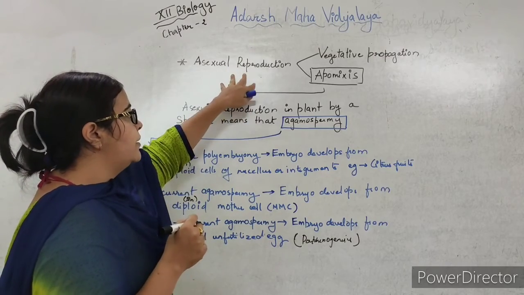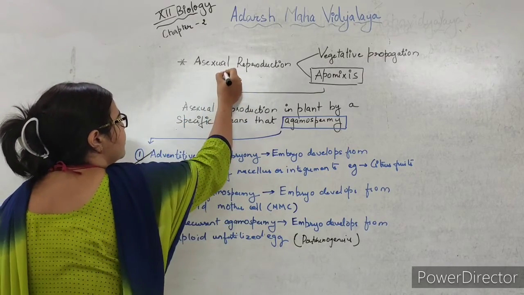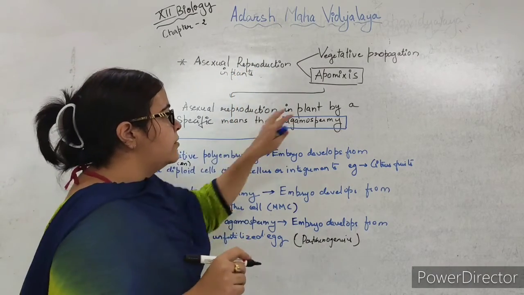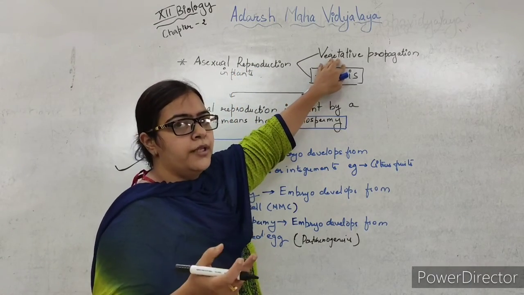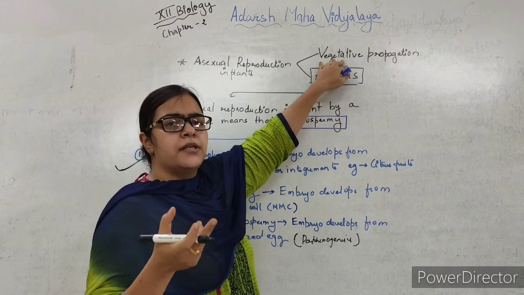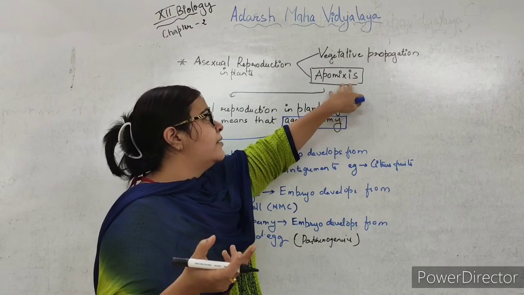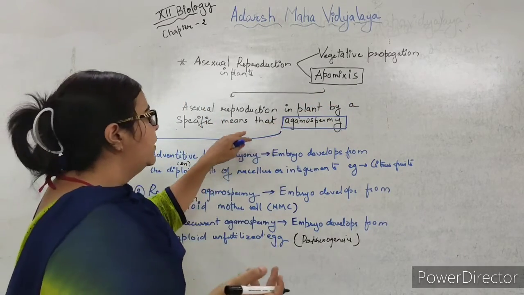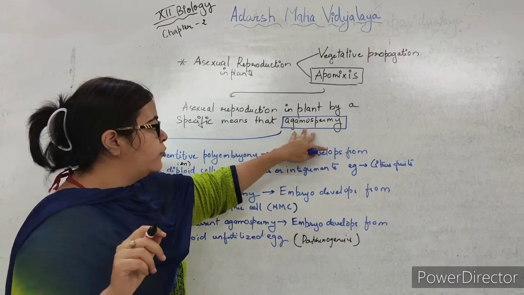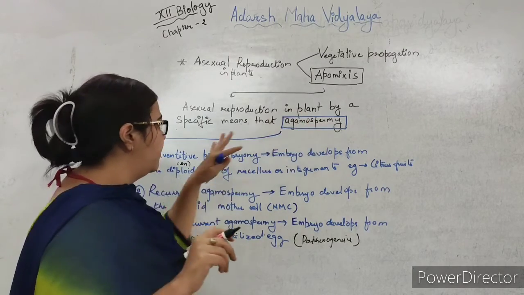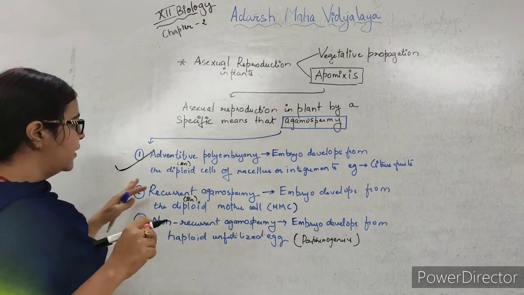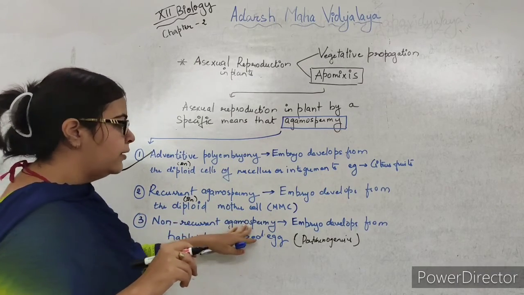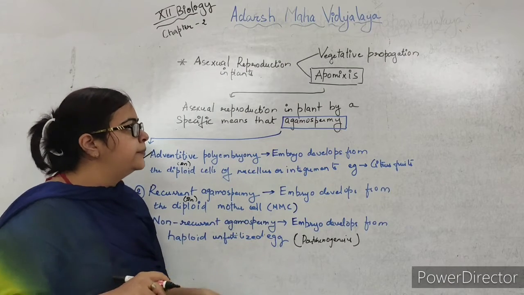So when we talk about asexual reproduction in plants, two means are there. One is vegetative propagation. You have already seen examples like offset, tuber, runner. And the second is apomixis. Apomixis is the asexual reproduction in plants by a specific means, that is agamospermy. Now this agamospermy can be divided into three types: adventive polyembryony, recurrent agamospermy and non-recurrent agamospermy. Okay.